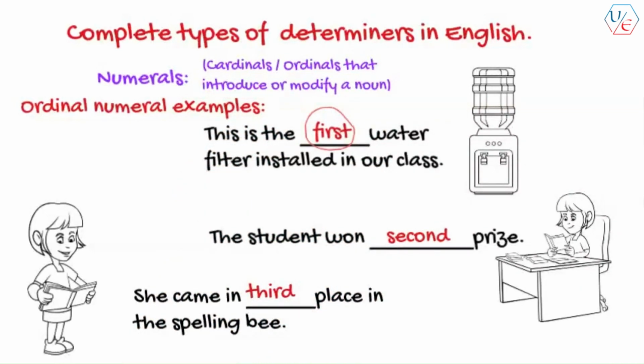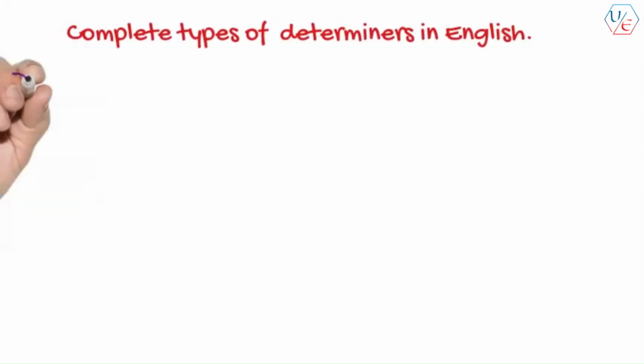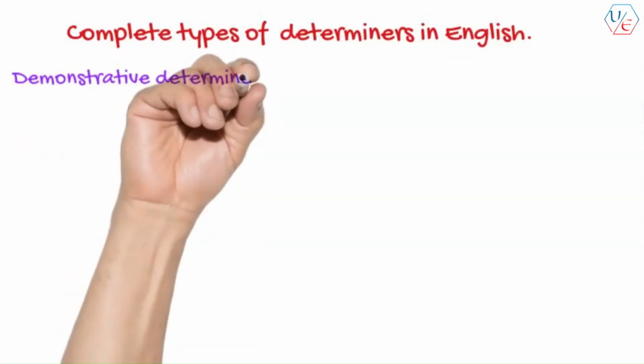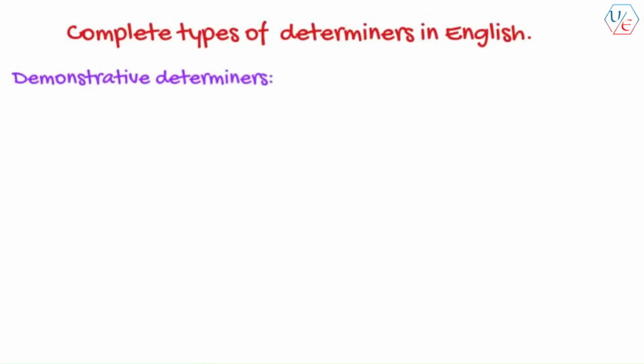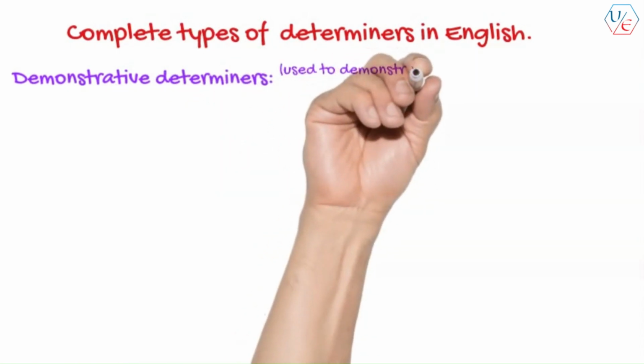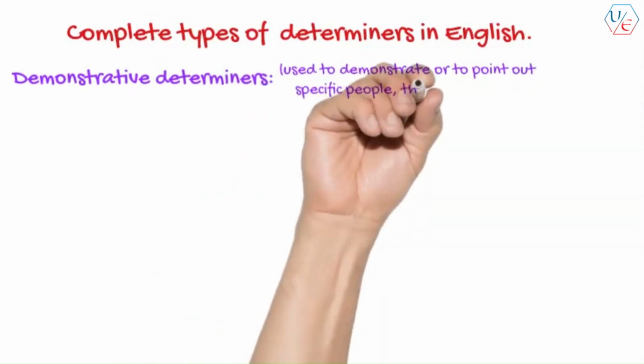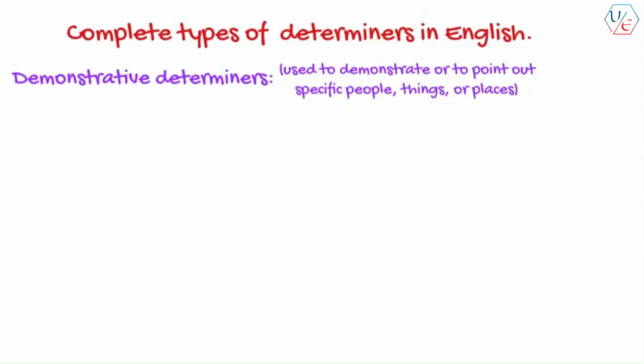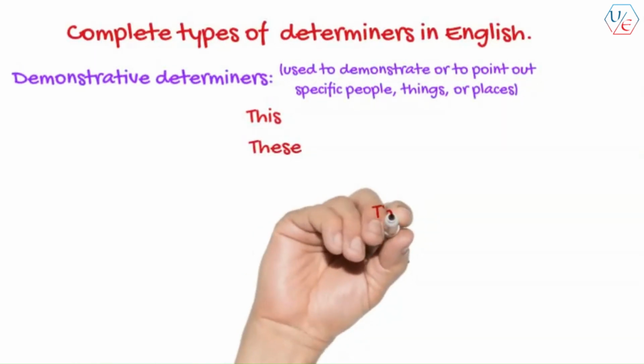First indicates the order of the water filter that was installed. Second indicates the position of the student who will receive the prize. Third indicates the place that was achieved in the spelling bee. Demonstrative determiners. Demonstrative determiners are called demonstrative because they are used to demonstrate or to point out specific people, things, or places. There are only 4 demonstrative determiners. They are this, these, that and those.